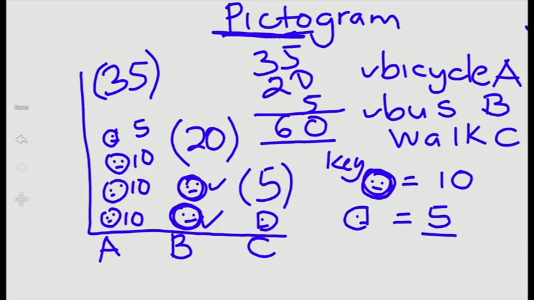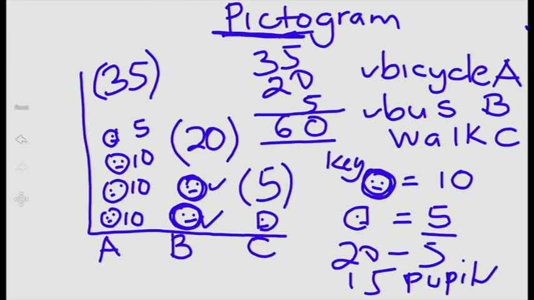Questions like, how many more people use bus than those who walk to school can come out from the pictogram. How many more pupils use the bus than those who walk to school? You take your 20, take away your 5, there are 15 more pupils using bus to school as compared to those who are walking to school. Those are the questions that come out from the pictogram.